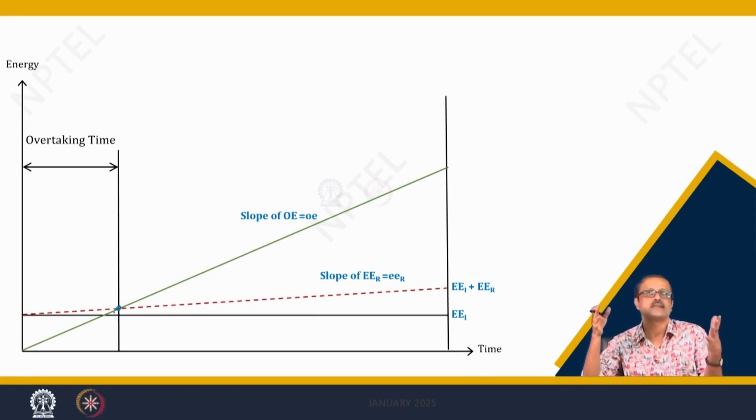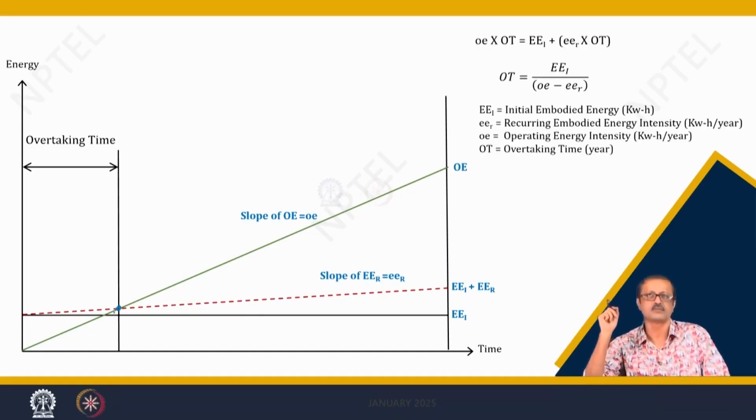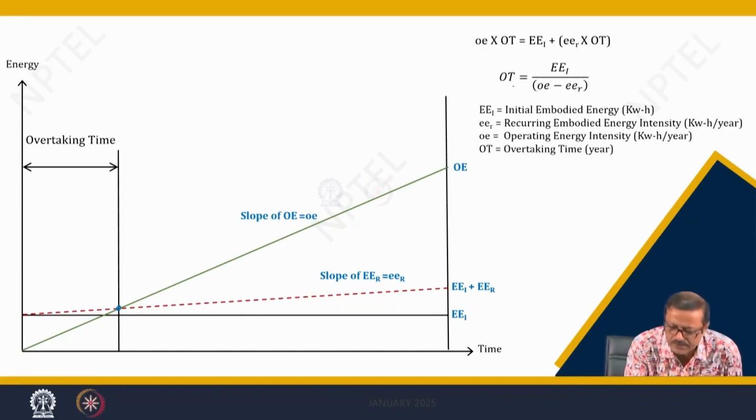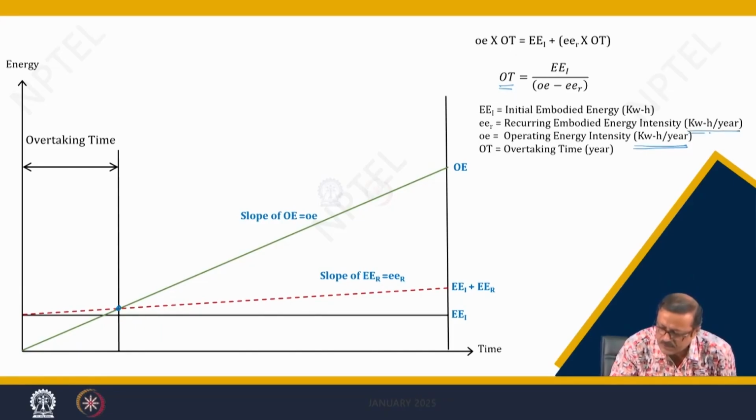Okay, that is called the overtaking time, and the overtaking time can be calculated by this formula. I have taken OE into OT, where OT is the overtaking time in years, OE is the operating energy intensity in kilowatt hour per year, ER is the recurring embodied energy intensity in kilowatt hour per year, and EEI is the initial embodied energy.